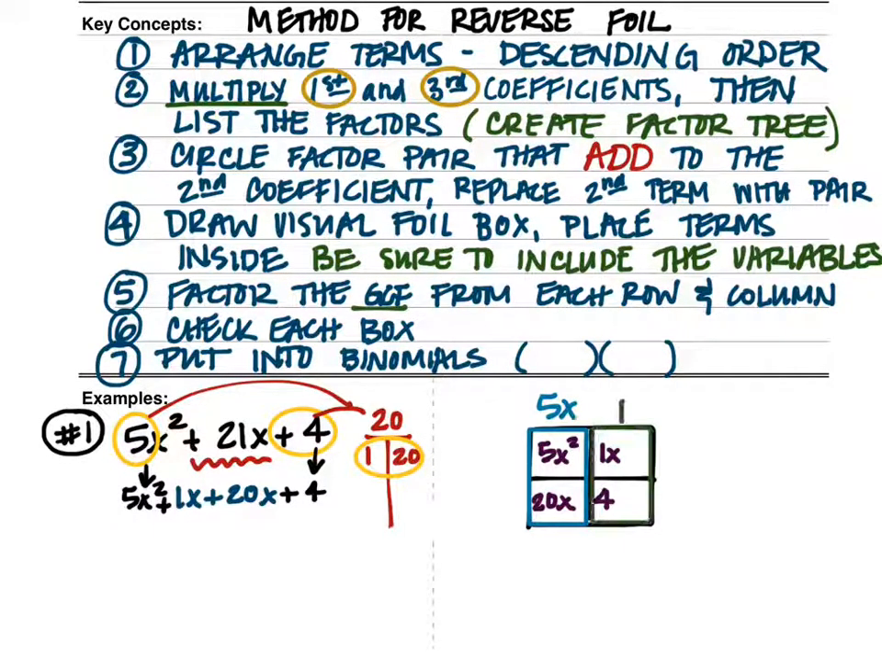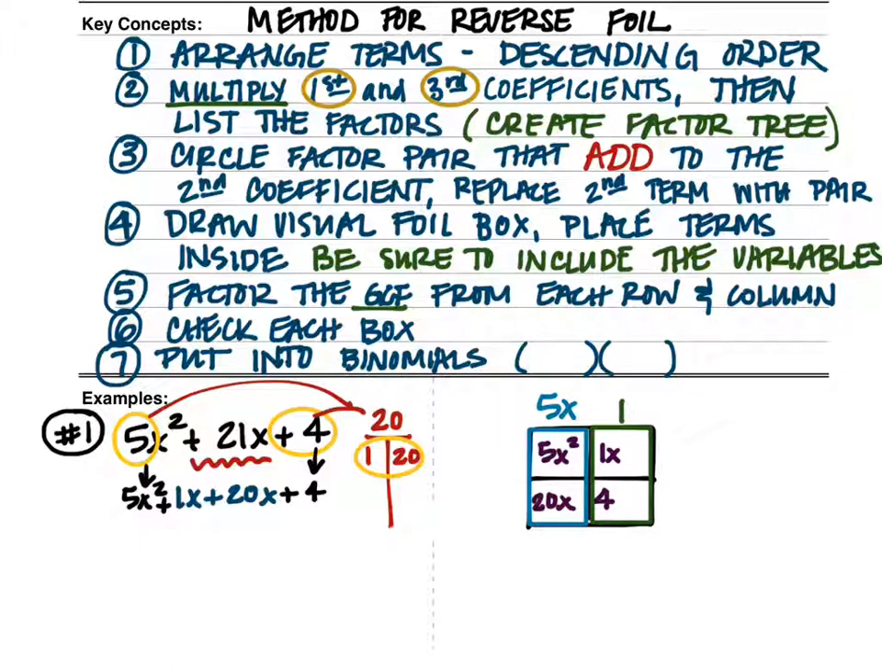And in this case, I have the concept where my greatest common factor in this first column is 5x, because 5x can be pulled out of both 5x squared and 20x. The next section I'm working on is my next column of 1x and 4. In this case, there's only a positive 1 that can be pulled out of 1x and 4. That's the only thing they have in common, so it's my greatest common factor.